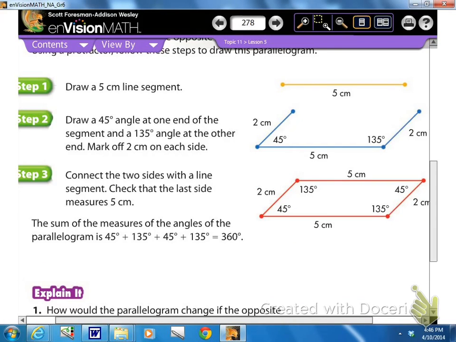And the last step is just showing you that the sum of the measures of all these angles is going to total 360 degrees like we showed above, because the parallelogram can be divided into two triangles. If you add up 45, 135, 45, and 135 again, you'll get 360 degrees.